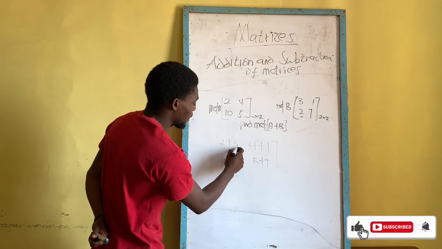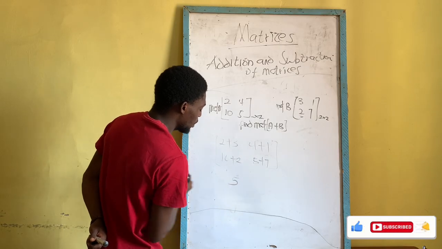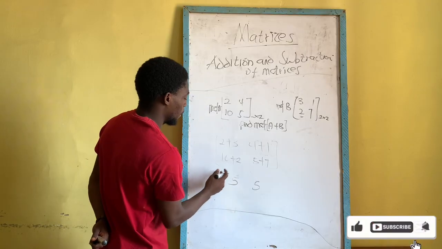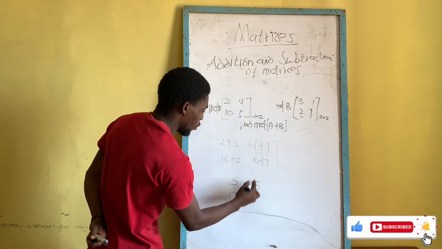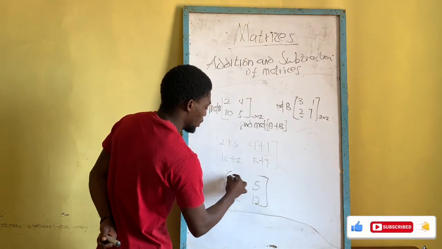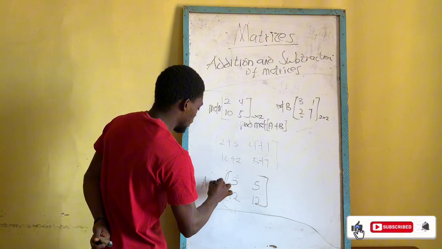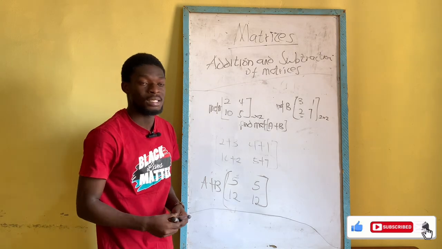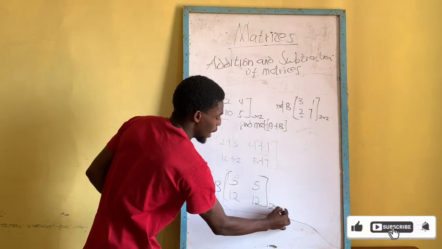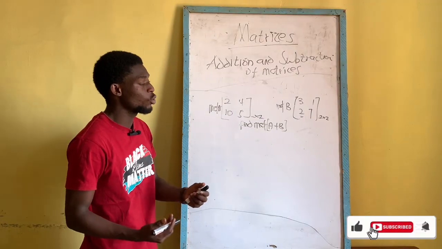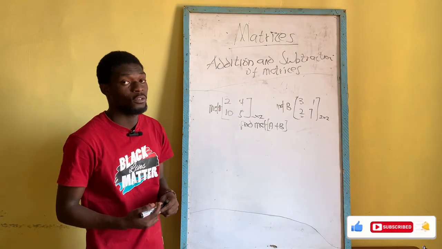So 2 plus 3 gives us 5. 4 plus 1 gives us also 5. Then 10 plus 2 gives us 12. Then 5 plus 7 is 12. So now we have found A plus B. This is how addition of matrices is done, and this is also a 2 by 2 matrix. I want us to use this same example to solve the subtraction of matrices.